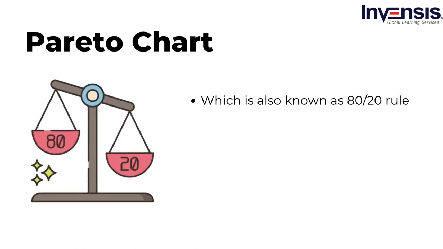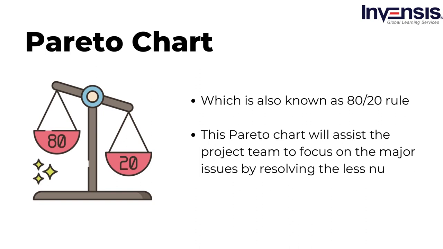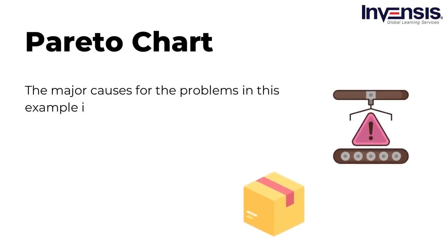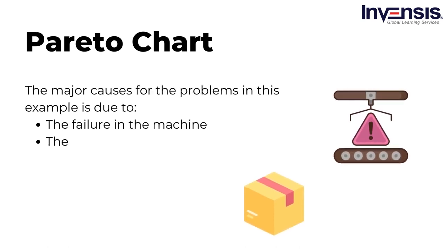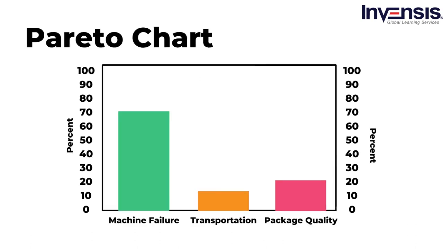The Pareto chart is also known as the 80-20 rule. This Pareto chart will assist the project team to focus on the major issues by resolving a smaller number of causes. The major causes of the problems in this example are the failure in the machine and the quality of the cardboard used for packing. So here, this chart clearly shows that the major cause of this issue is the damaged packing machine.